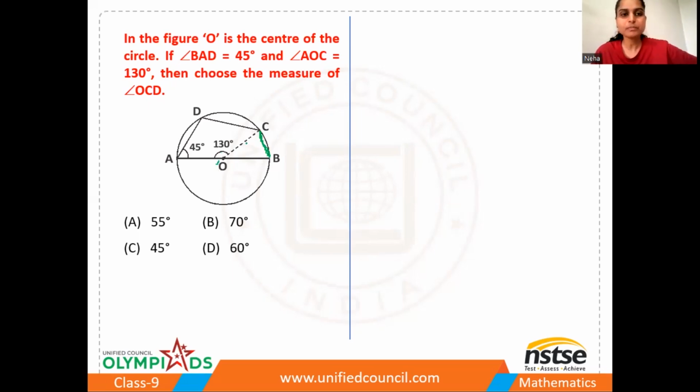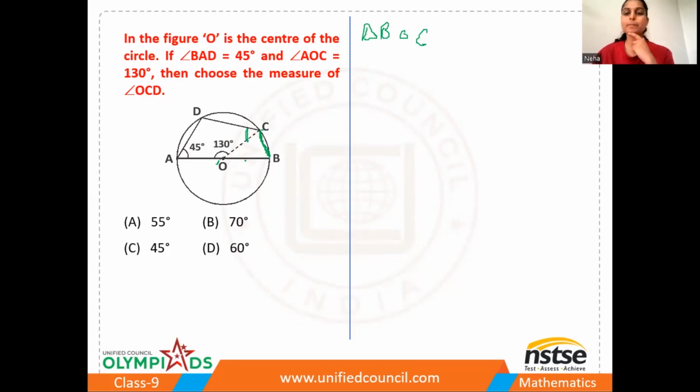Perfect. All right. Now, students, if I talk about triangle BOC, what do I have to find out here? Angle OCD. Perfect. So what I'm doing here is just joining B and C.